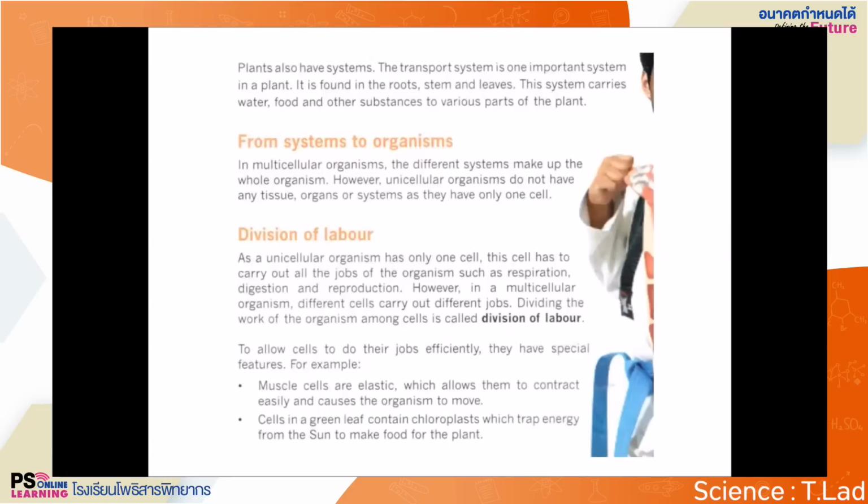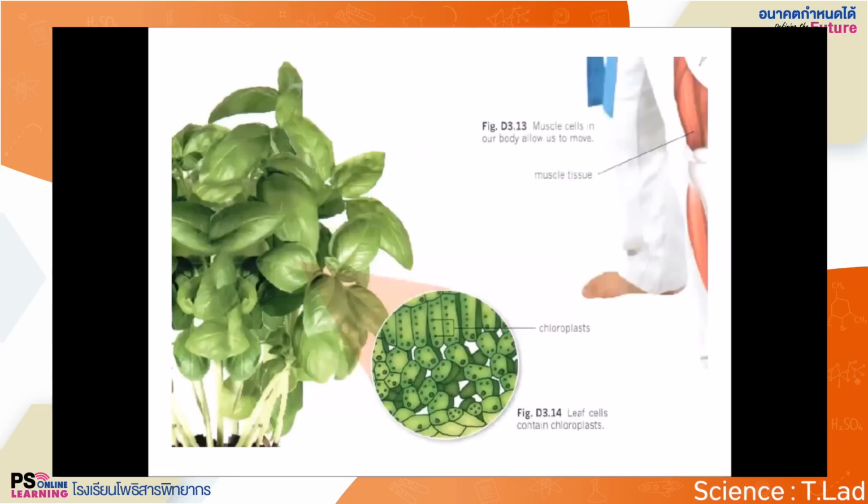To allow cells to do their jobs efficiently, they have special features, such that muscle cells are elastic, which allows them to contract easily and causes the organism to move. While cells in a green leaf contain chloroplast, which trap energy from the sun to make food for the plant. So muscle cells in our body allow us to move. And chloroplast in green plants contain chlorophyll.